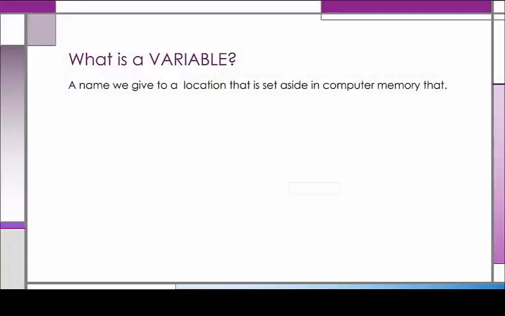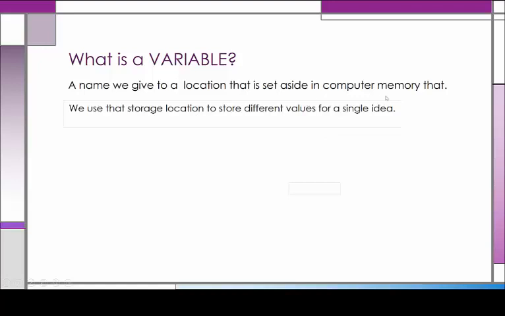All right, so let's talk about what a variable is. A variable is a name that we give to a location in memory that we set aside that will store information that could potentially change. So again, we use that storage location to store values. It's a single value that can change throughout our program.